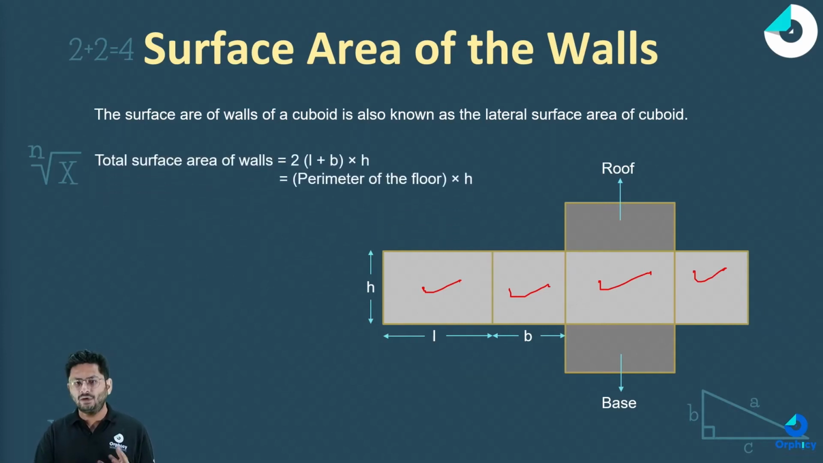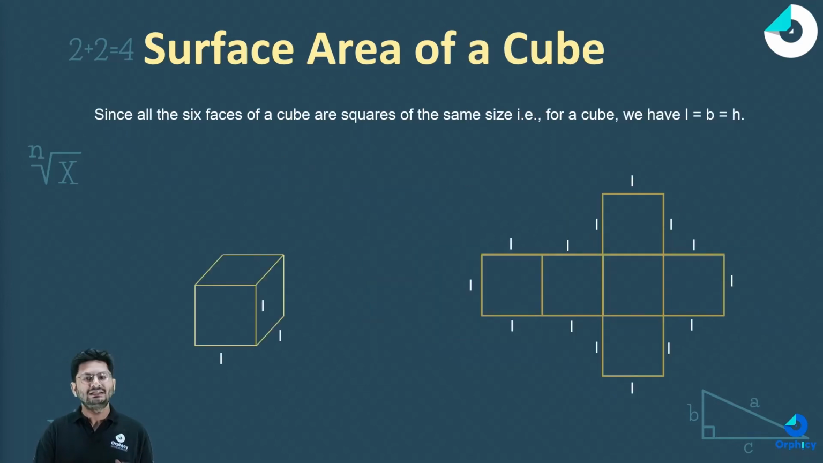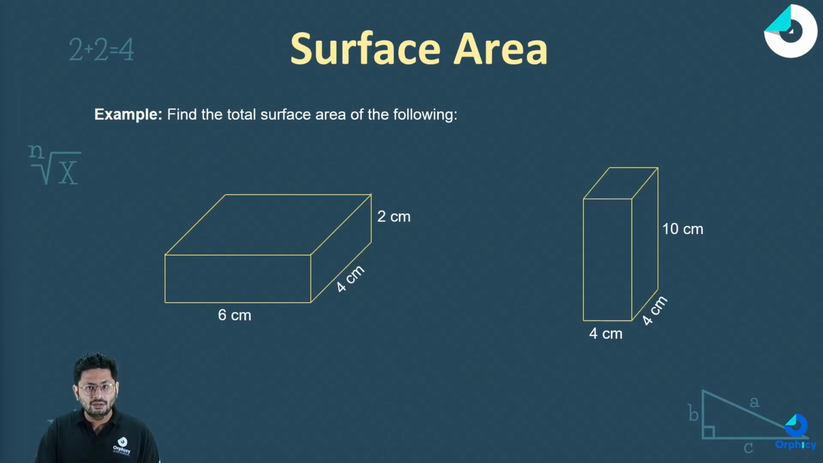Okay, so the formula which we have already discussed is twice of L plus B into H, or perimeter of the floor into H. Same goes for the surface area of a cube, which is equal to 6L square. With the net, again you can calculate it.